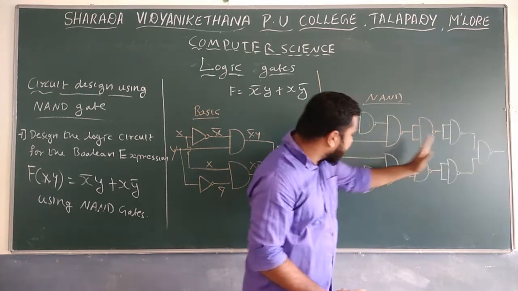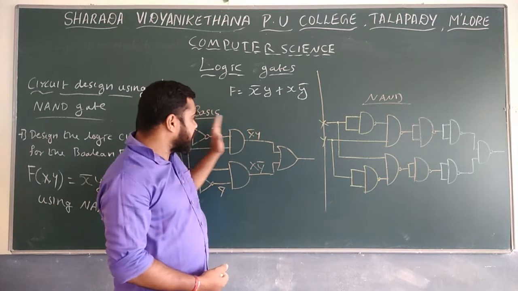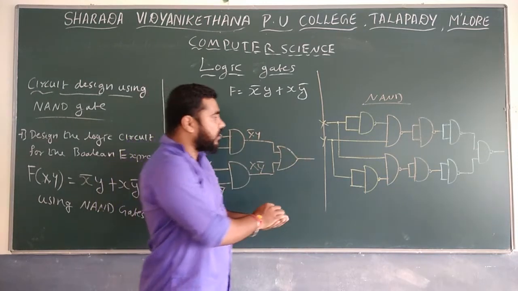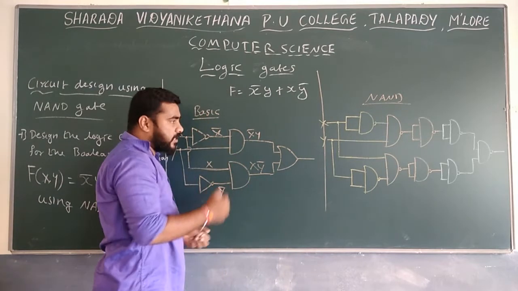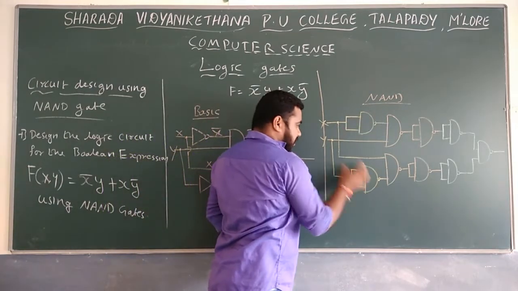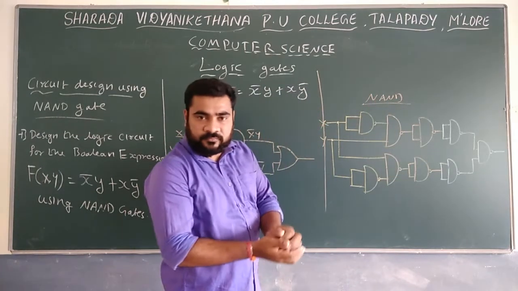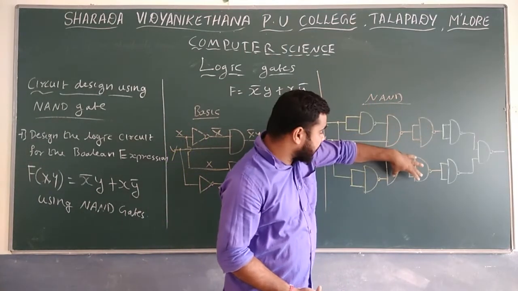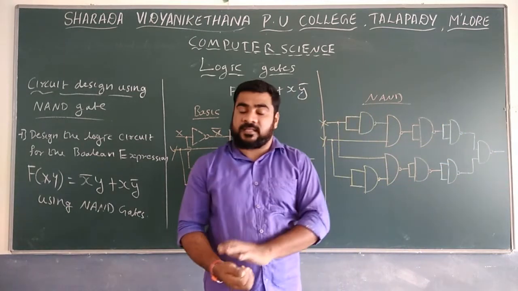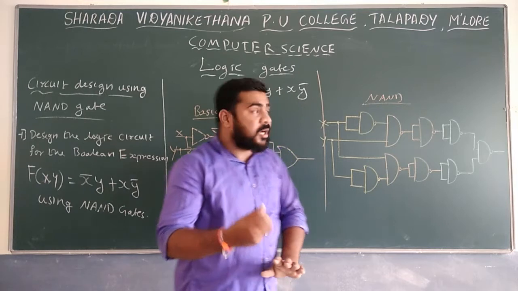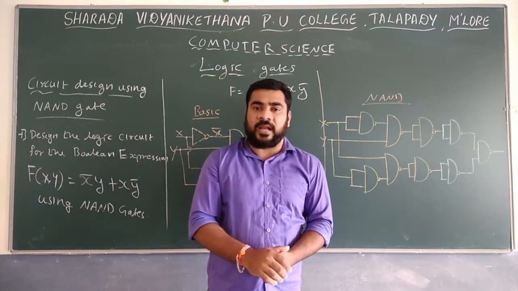I wrote them in different colors so you can easily understand. So the first is what? This is the NOT gate, this is the AND gate, this is the OR gate. This one and this one are the two NOT gates. These two gates are the AND gate. And finally, these three gates act as the OR gate. So this is the construction of the basic circuit using only the NAND gate.